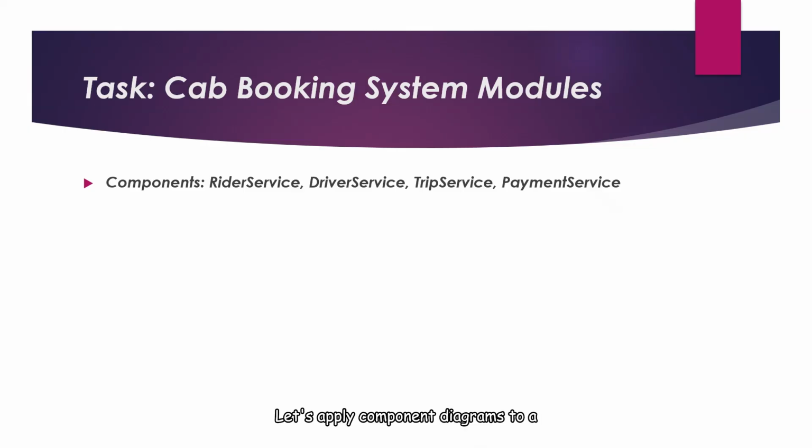Let's apply component diagrams to a cab booking system. We would likely have a rider service for users, a driver service for drivers, a trip service for managing trips, and a payment service for handling payments. Draw each of these as separate components and indicate how they connect and communicate, for example through REST APIs or messaging queues. This helps clarify responsibilities and integration points across the system.